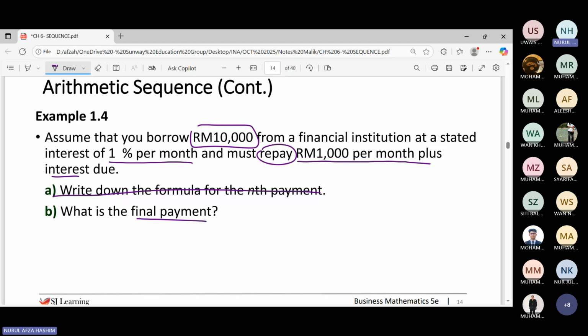Sepuluh. Yes, 10 kali lah. Satu kali, satu bulan 1,000. Berapa bulan? 10,000. 10 bulan. Maksudnya awak punya N adalah 10.